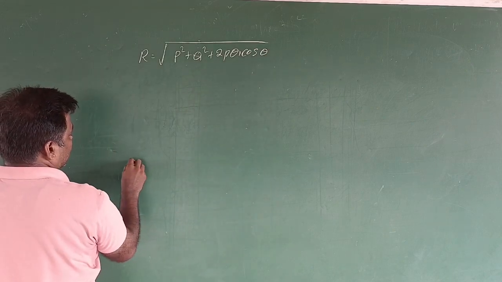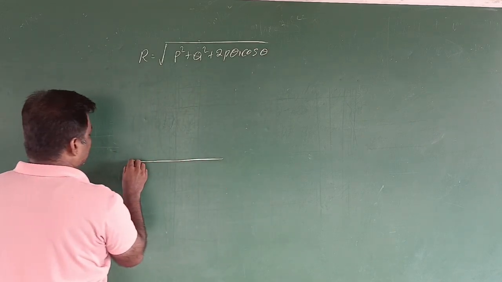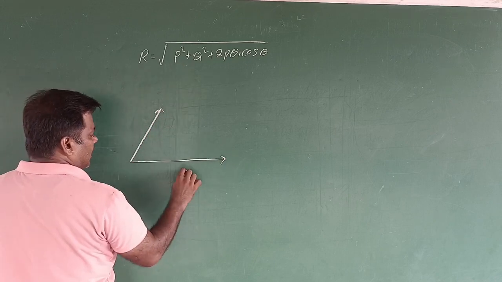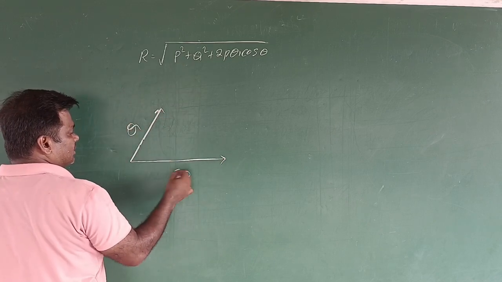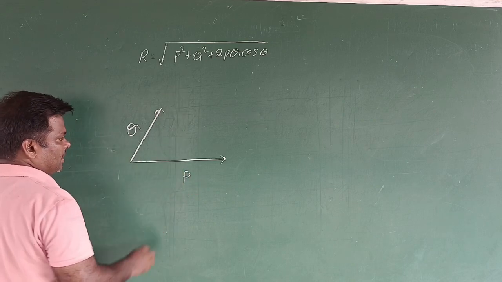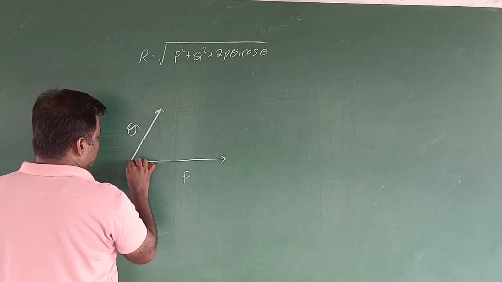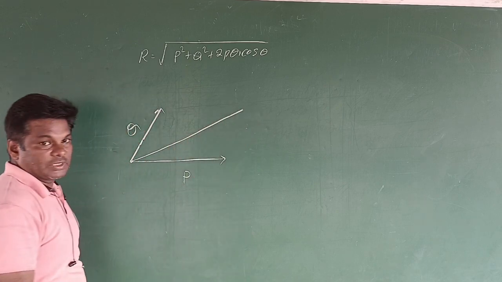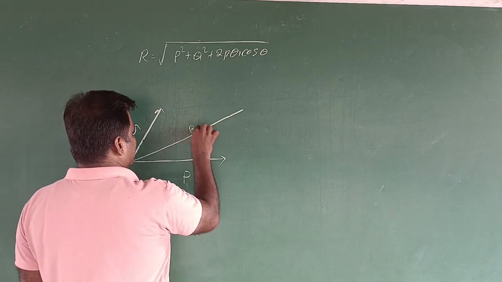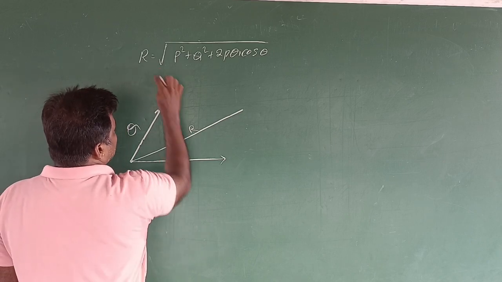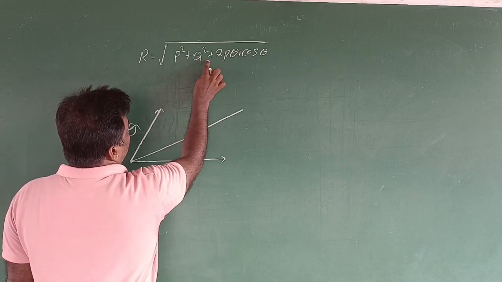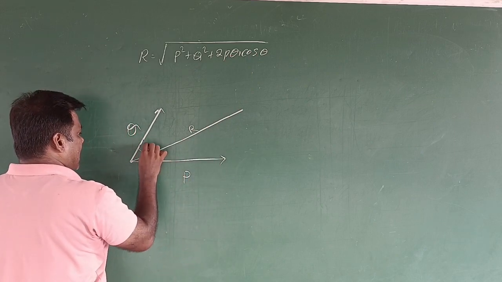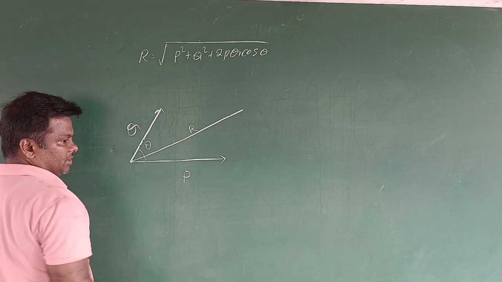What is this actually? P bar and Q bar are the vectors along the sides of the parallelogram. Then the resultant also starts from the same point and acts along the diagonal of this parallelogram. This is your resultant. Then what is the resultant formula? R is equal to root over P square plus Q square plus 2PQ cos theta. Theta is nothing but the angle between P and Q. This is what we learned.